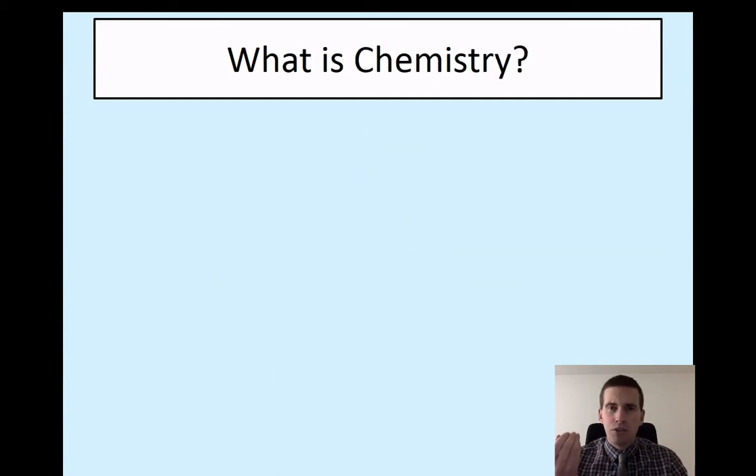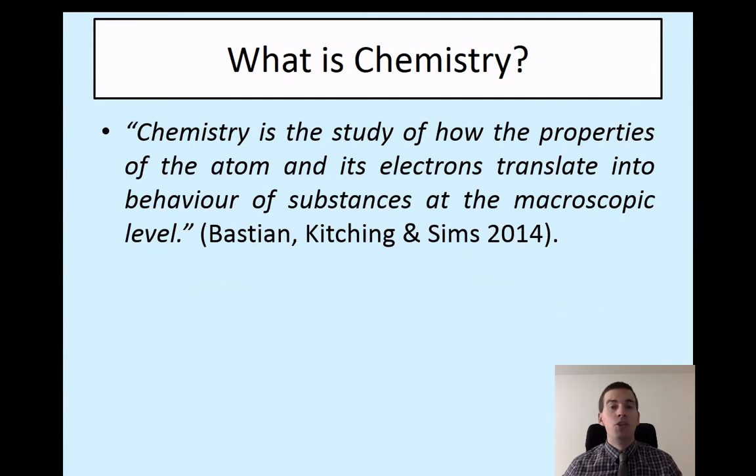Now, whilst many of the videos in this unit are applicable for the Group 4 subjects, I'm mostly making these for my chemistry students. So, what is chemistry within science? So chemistry is all about atoms, its electrons, how they interact, and how that translates to the macroscopic level. Basically, what we can see, touch, experience.